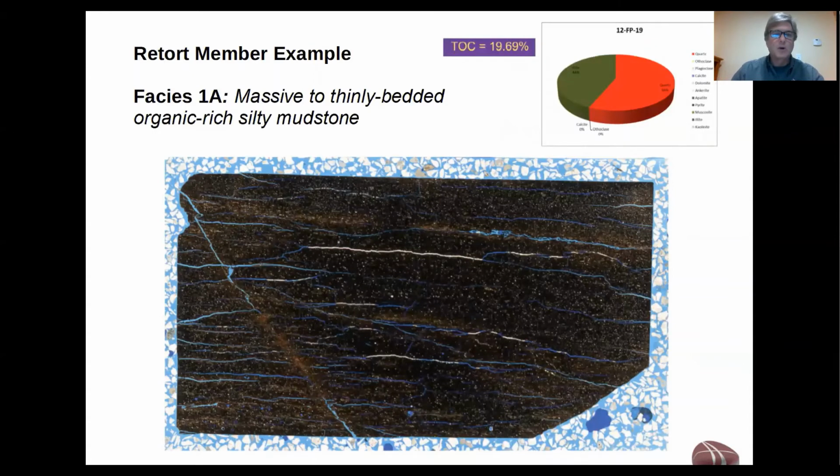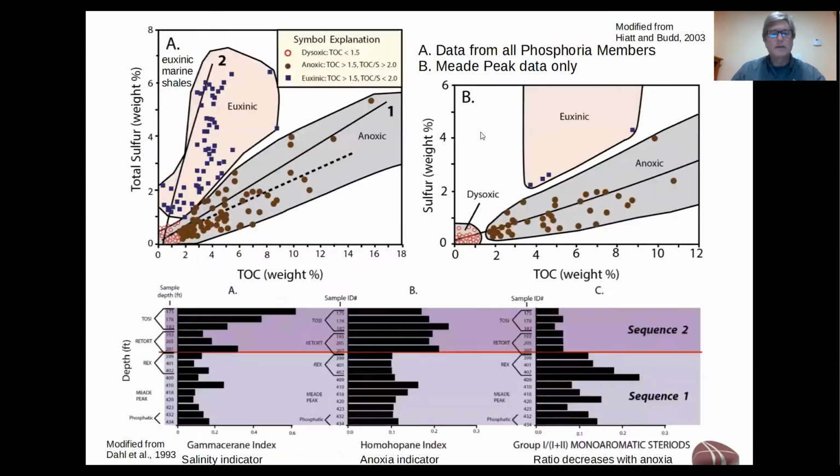Basin. Here's one more example of the retort. This also from southwestern Montana. Here we have a very high TOC, nearly 20% we measured, and you can see here that you've got, again, a lot of quartz silt as well as quite a bit of clay, in this case illite. So bottom line here, in the case of the retort, we have exceptionally high TOCs, also high TOC in the Mead Peak, which is more widespread, but perhaps a little bit less organic rich. And in both of these members, we see a lot of aeolian silt.